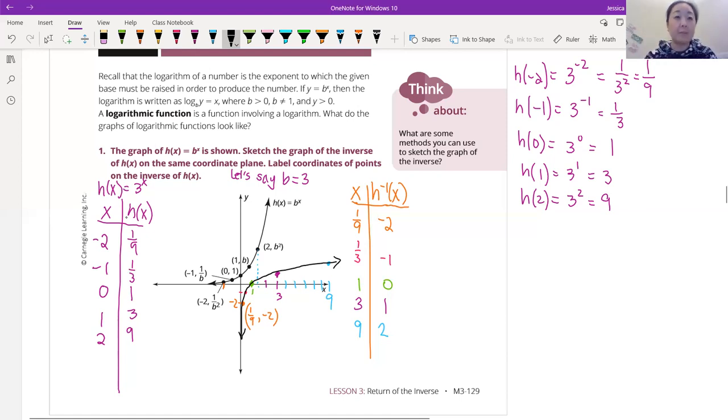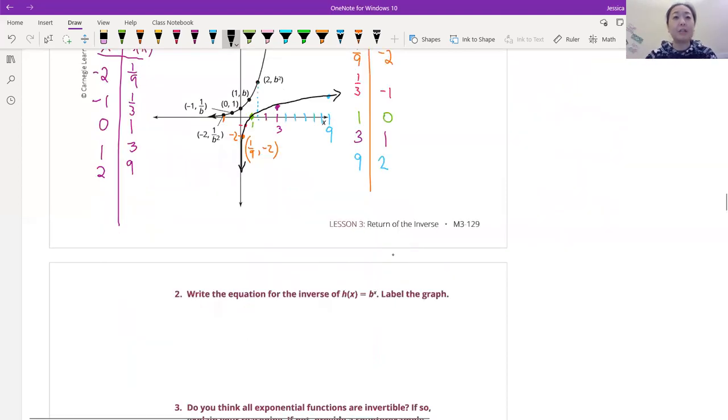If you were going to use just 1 over b, then obviously the inverse would be 1 over b, and then the y would be -1. Right? How do you graph that? It's a little more abstract, so we'll go with that. So write the equation for the inverse of h of x is equal to b to the x power. Okay, we can do this.